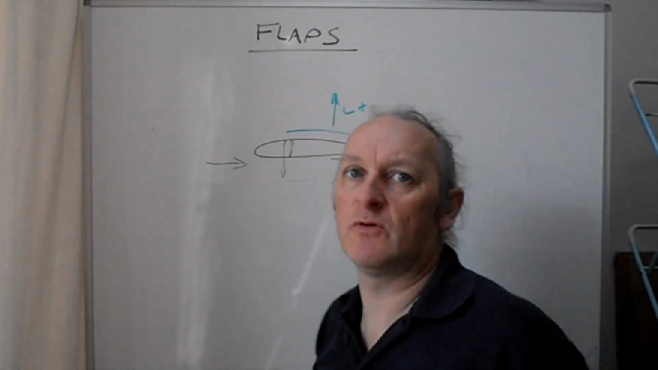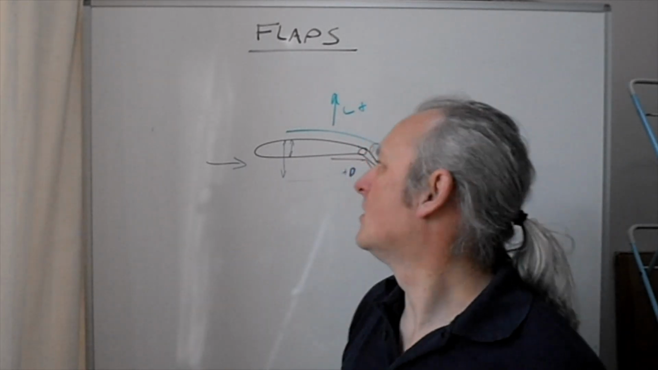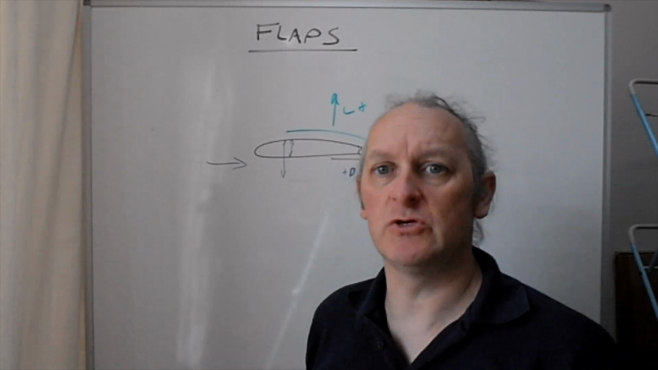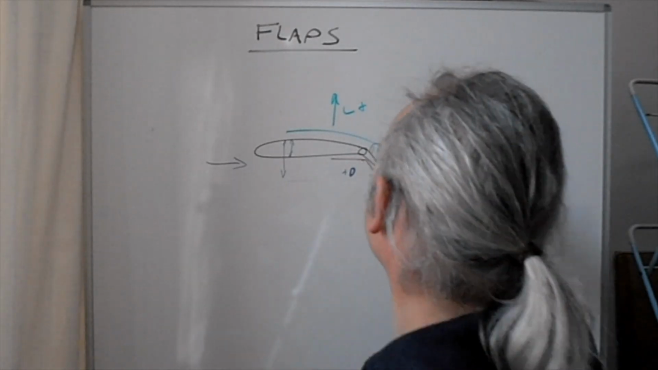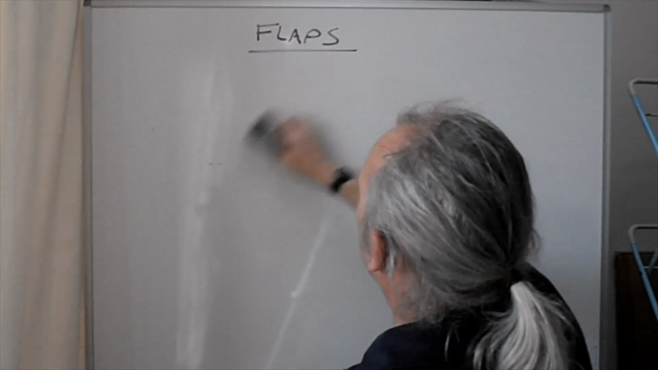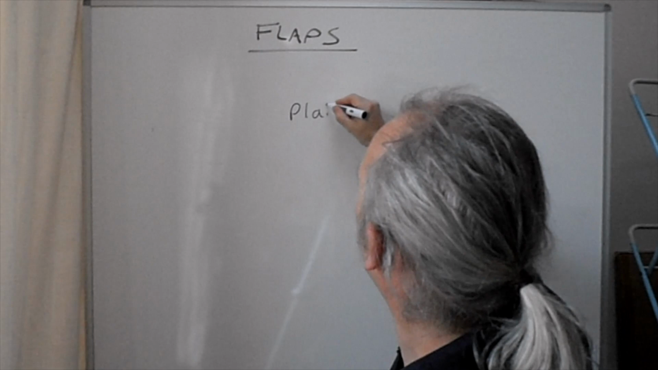Now if you watch the video I made using the War Thunder game on the Lancaster, that talks about split flaps, and you'll see how flaps are actually used. So let's look at how they're used. I'll just get my board over there. So that's a plain flap, as in an ordinary plain flap.